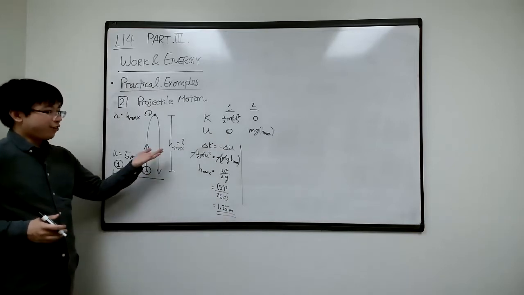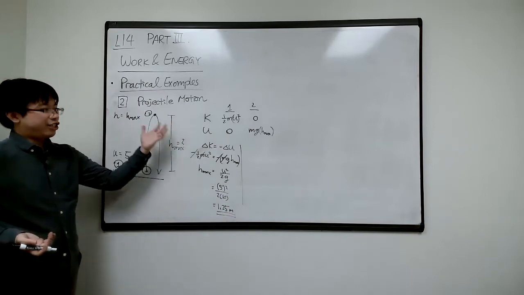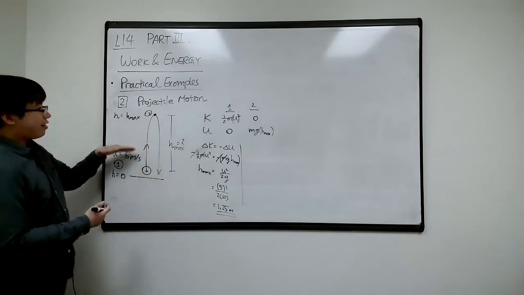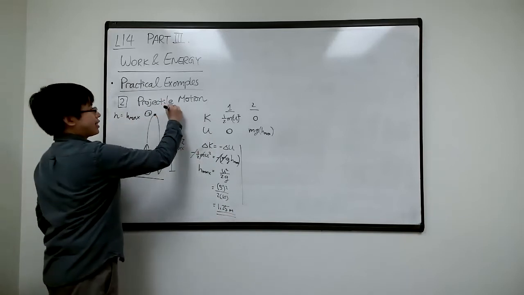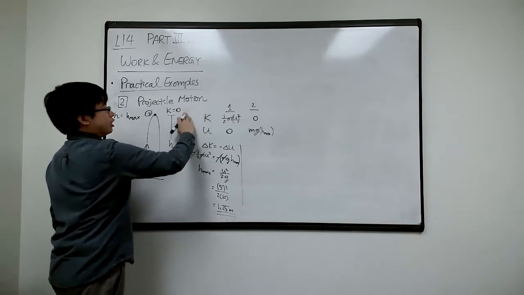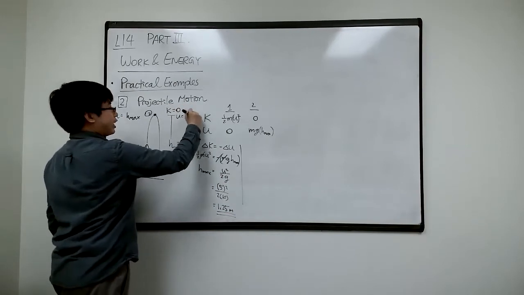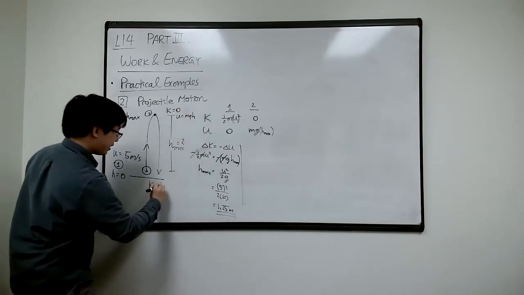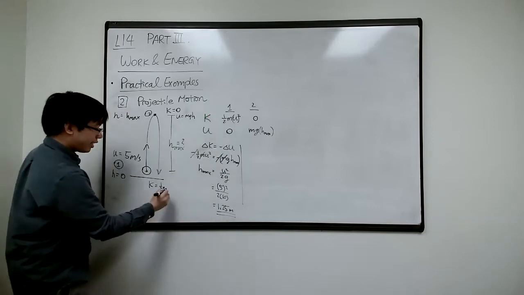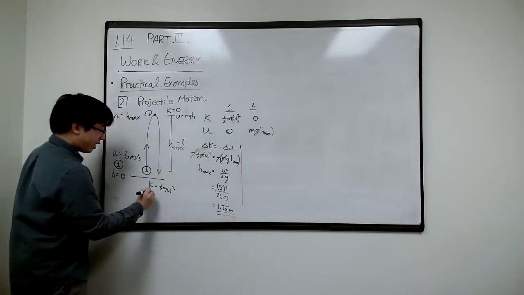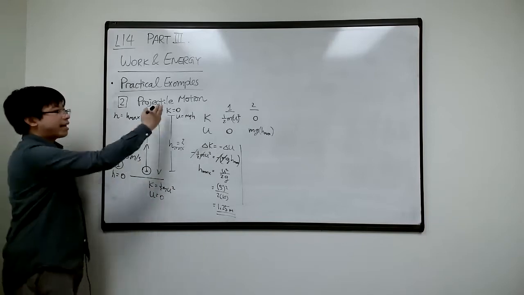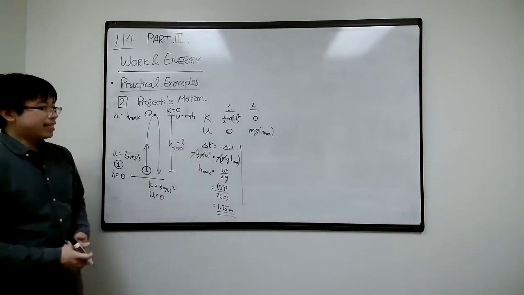Okay, so roughly that way, and you're done, right? So no SUVAT, just matching the change. Over here, K is 0 and U is mgh. Over here, K is one half m u squared and U is 0. You don't even need a table. You can directly use this.